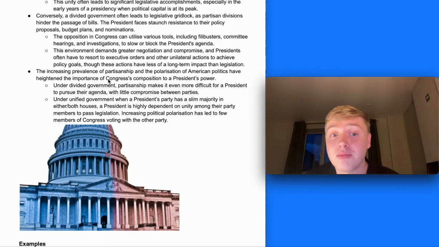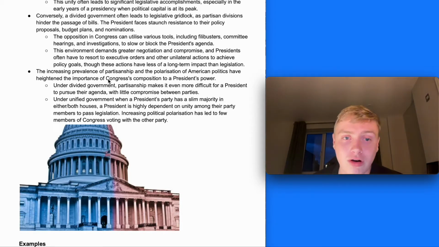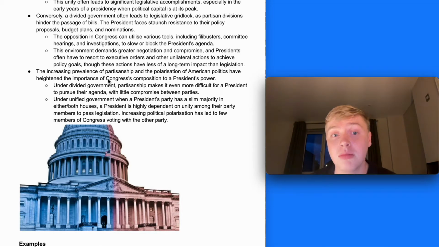The increasing prevalence of partisanship and polarization in American politics and in Congress has heightened the importance of Congress's composition to a president's power. Under divided government, partisanship makes it even more difficult for a president to pursue their agenda with little compromise between the parties, whereas under unified government, when a president's party has a slim majority in either or both houses, a president is highly dependent on unity among their party members to pass legislation. And increasing political polarization has led to few members of Congress voting with the other party.